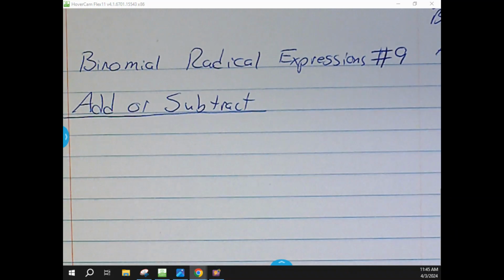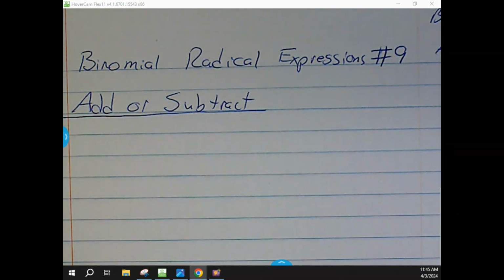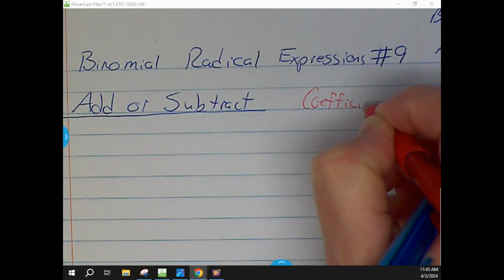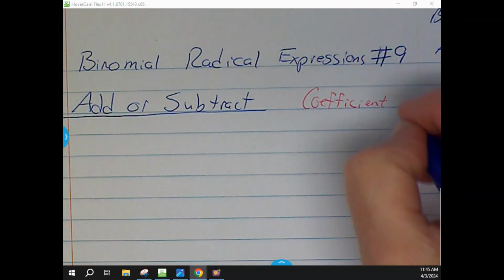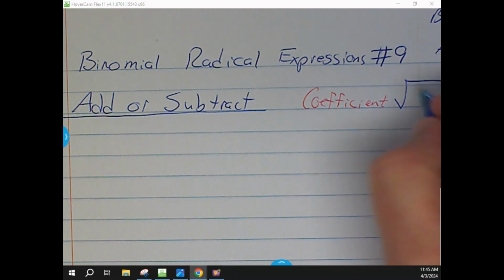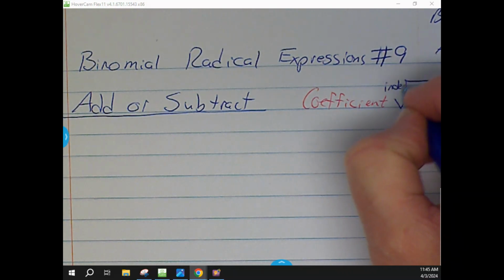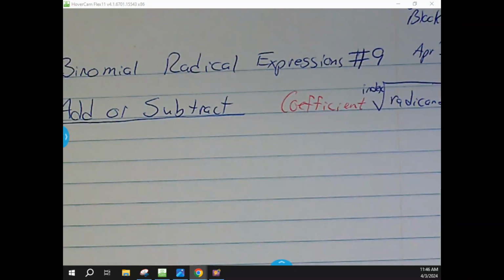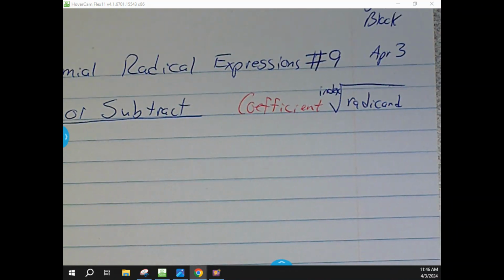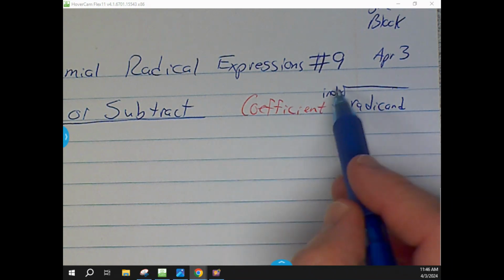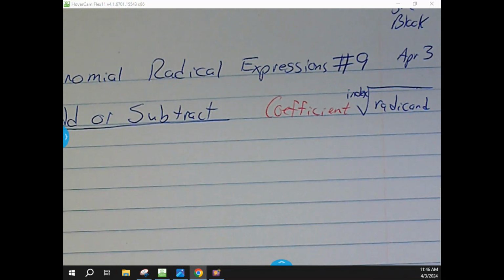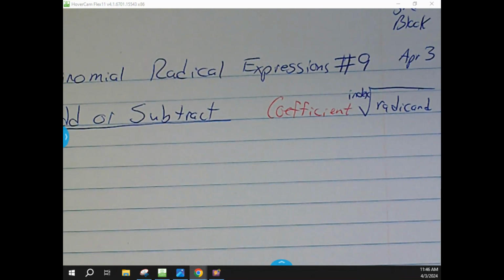All right, and the big thing you need to remember as we go through this one, when we're setting these up, the coefficient is going to be the number in front. And then you've got your root or your index that's here. And then your radicand is on the inside. So adding and subtracting, again, the big thing you got to remember is coefficient. That's what's in front of the radical. The index or the root is up here. The radicand is what's on the inside, because we're going to talk about all those different little parts and pieces on this thing when we talk about adding and subtracting.